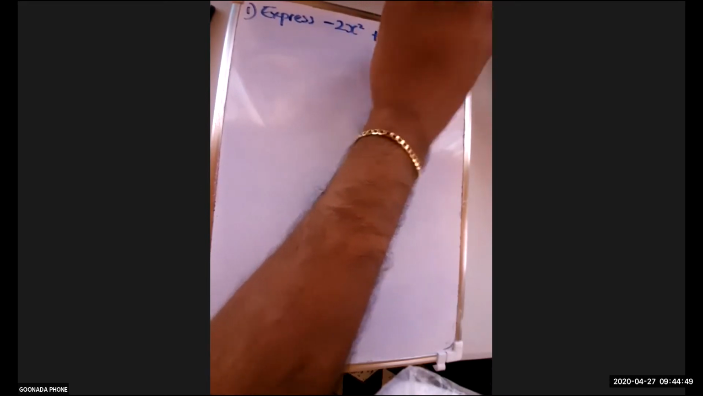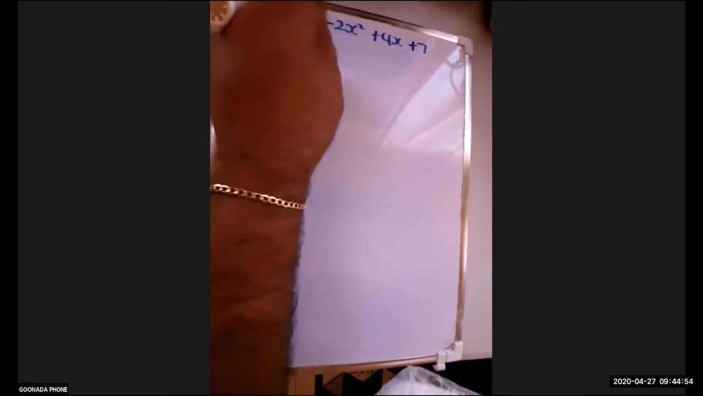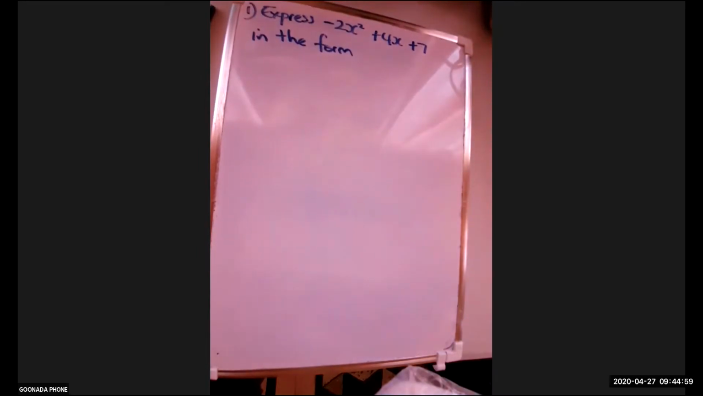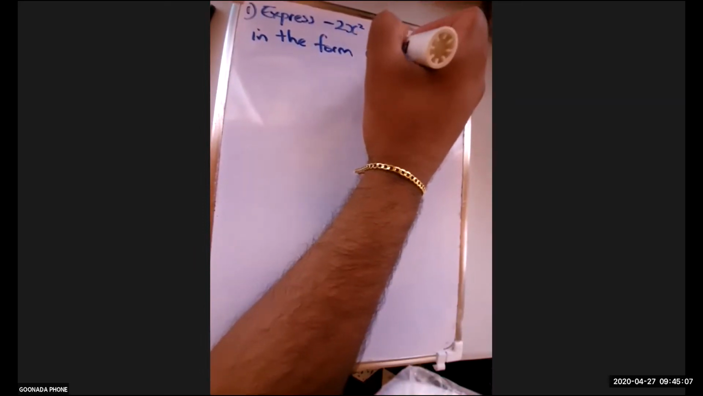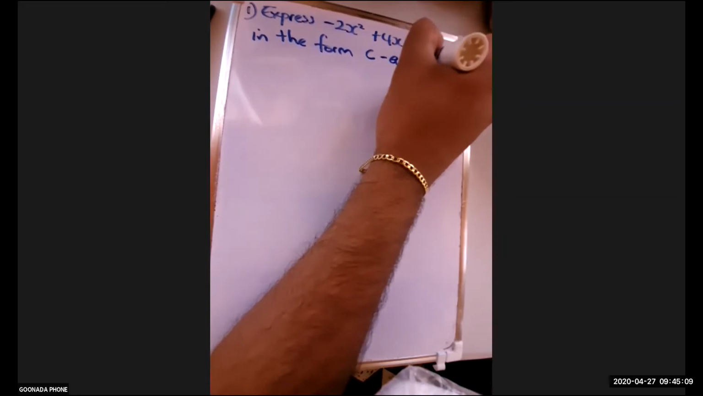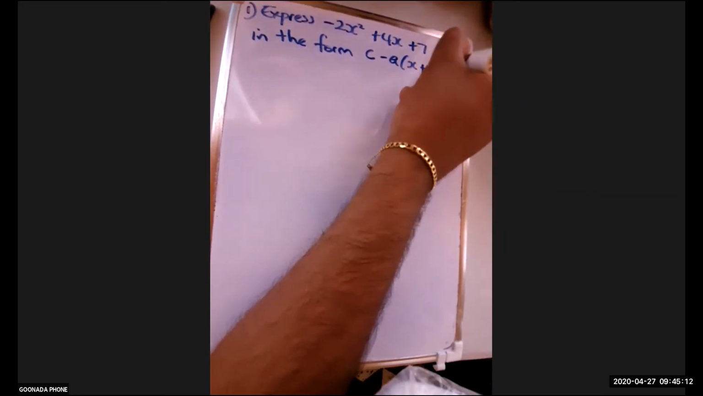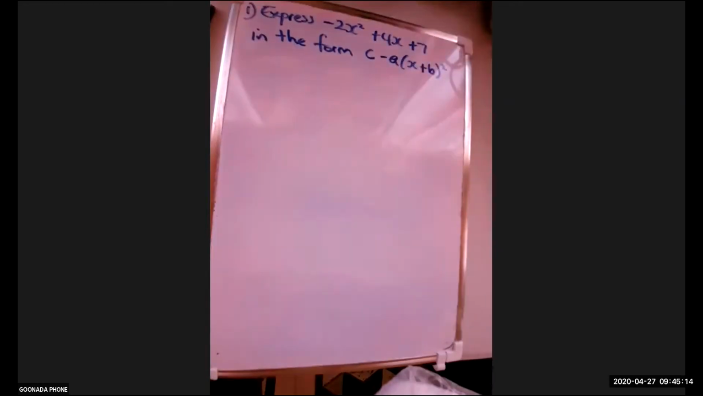So express -2x squared plus 4x plus 7 in the form C minus A(x plus B) squared. Yeah, do that question for me.